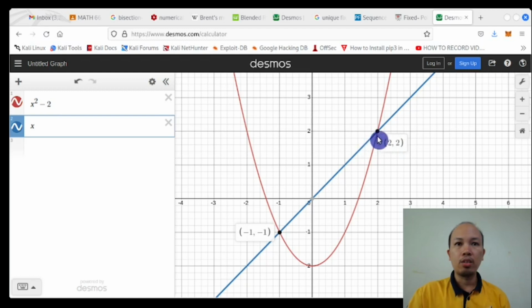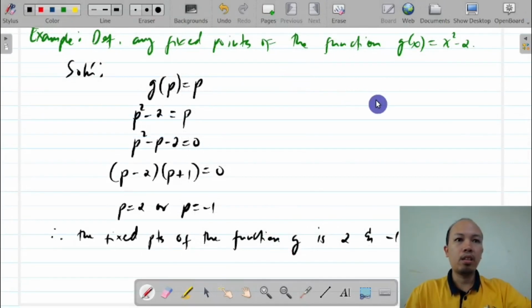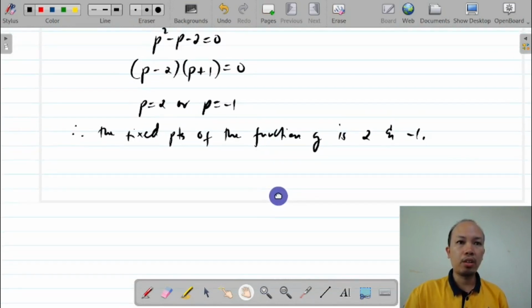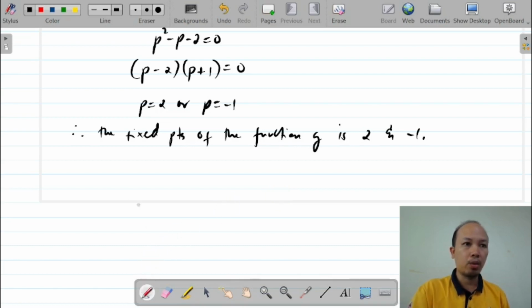So as you have noticed here, we have -1 and +2. Look at the abscissa, they are the fixed points of g. Okay, so basically the fixed points are the intersection of the function and y is equal to x, or the line y is equal to x. So let's put a note here.